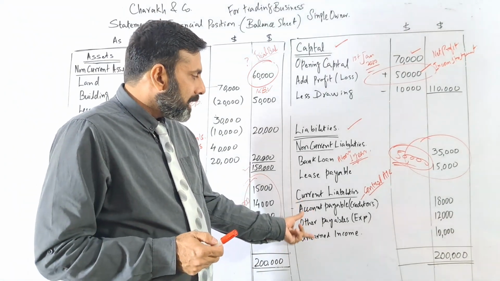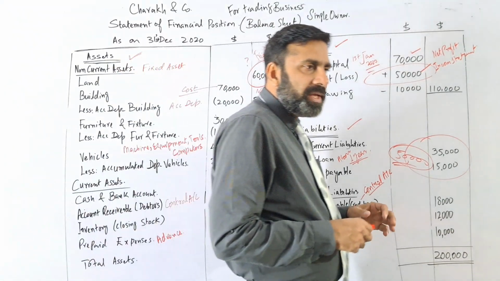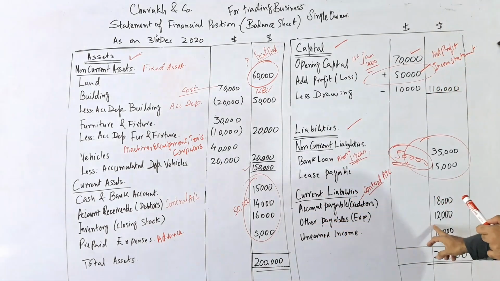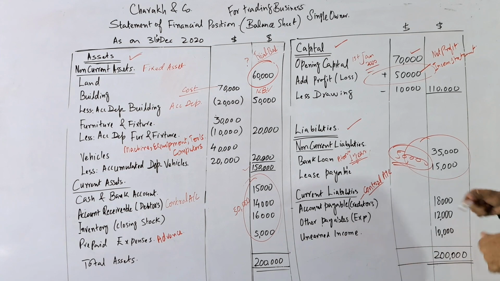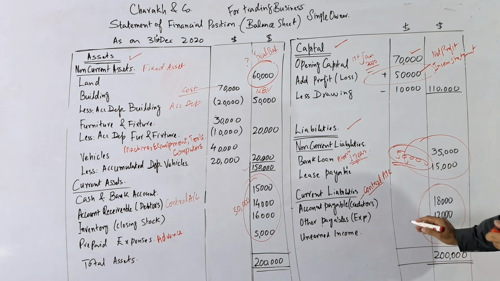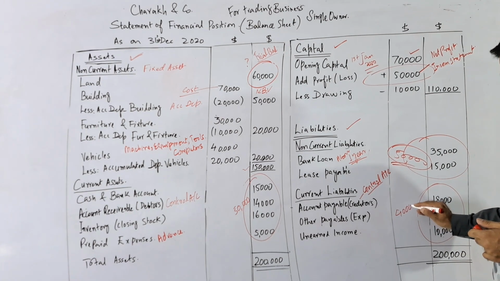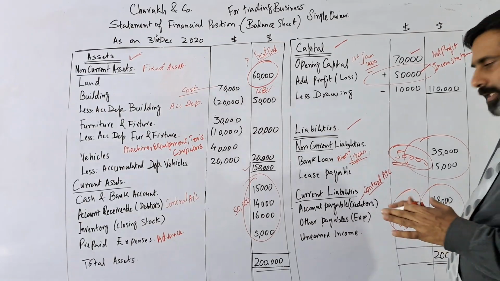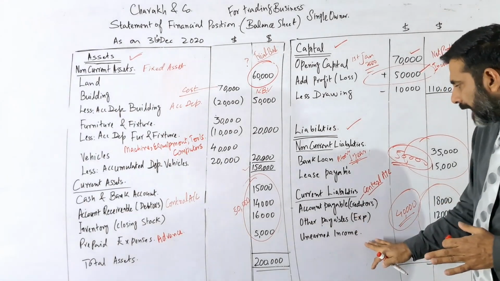So all these are the current liabilities. We have account payable or creditors, we have other payables, we have unearned income. So if we total it, how much is it? It is almost 40,000. So 40,000 is the current liabilities.